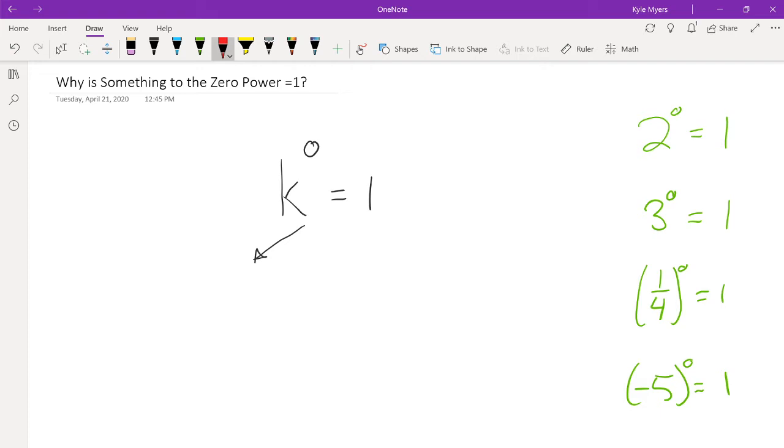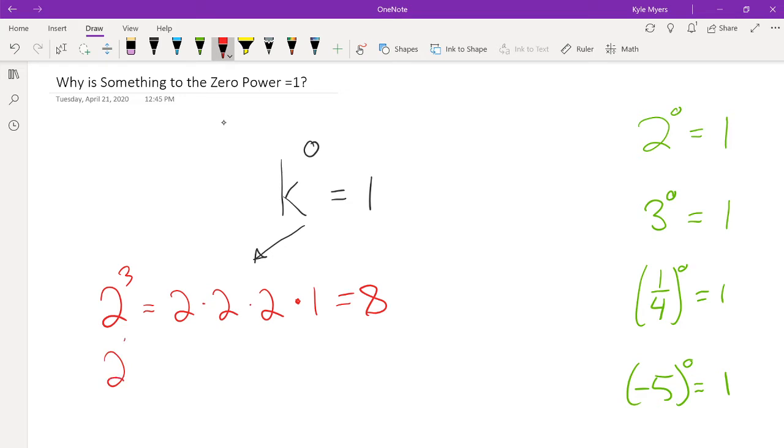So real quick, let's come off to the side over here, and we'll use red for this one. Let's say we have 2 cubed. 2 cubed is 2 times 2 times 2. But anytime you have a bunch of stuff being multiplied, you can always multiply an extra 1, and it doesn't change anything. So 2 times 2 is 4, 4 times 2 is 8, 8 times 1 is, of course, 8. Multiplying by 1 doesn't change anything.